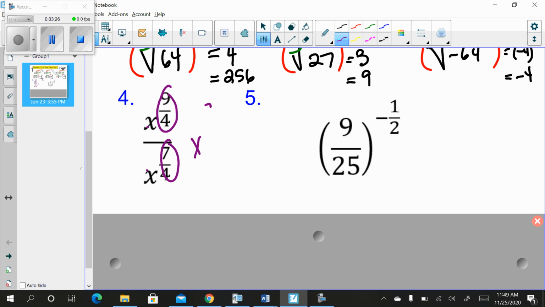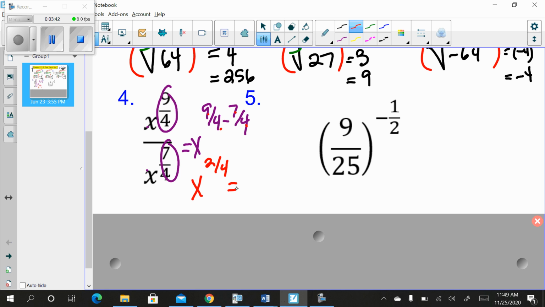Well, we subtract them. So we would be doing 9/4 minus 7/4. And I know that looks really goofy, but we can subtract fractions. It's no big deal. We know how to do that. Denominators have to be the same. So we have 9 take away 7. So that would be 2/4.